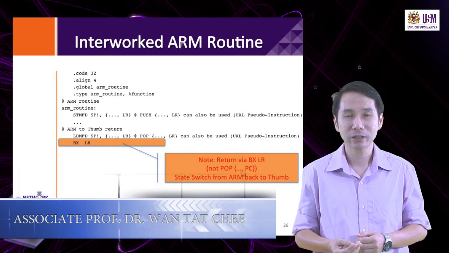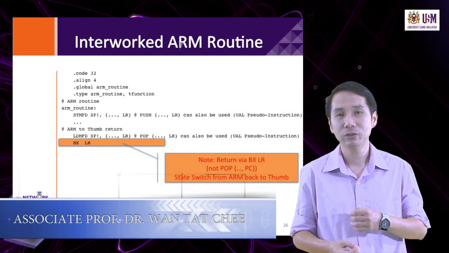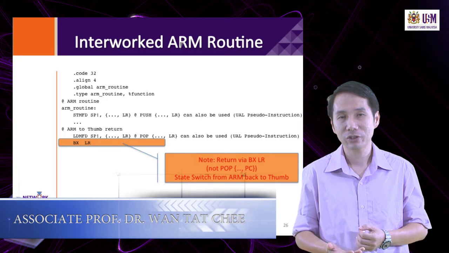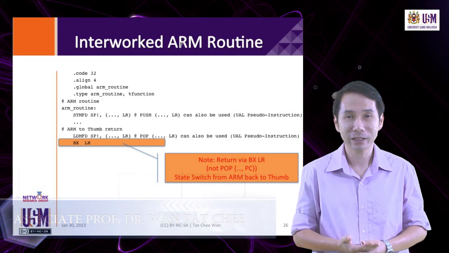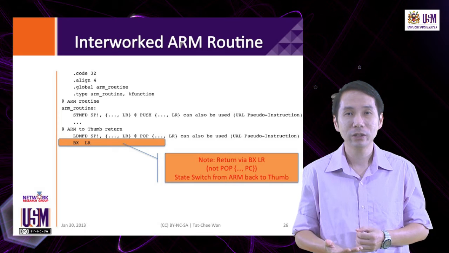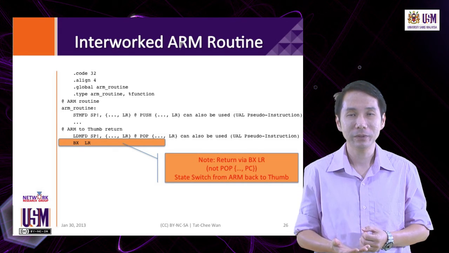This is because when we do so in ARM state, we will return to the address given in the program counter in the link register in ARM state itself. The ARM-40 architecture does not allow us to switch to thumb state when we pop a thumb instruction address into the program counter.